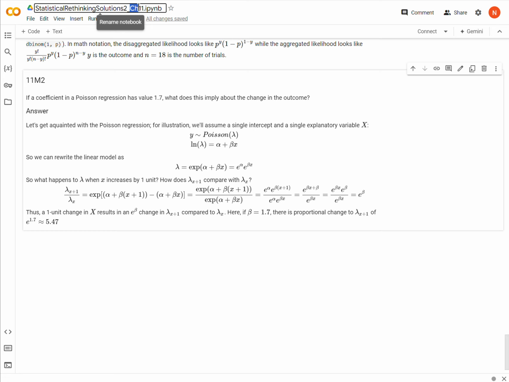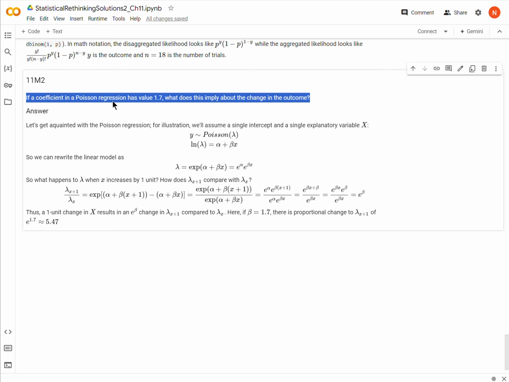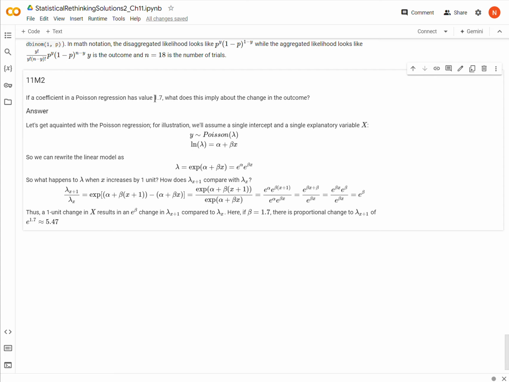Okay, so we are in Statistical Rethinking, second edition. We're in chapter 11, and we're on question 11M2. And so here's the question. If a coefficient for Poisson regression has a value of 1.7, what does this imply about the change in the outcome?